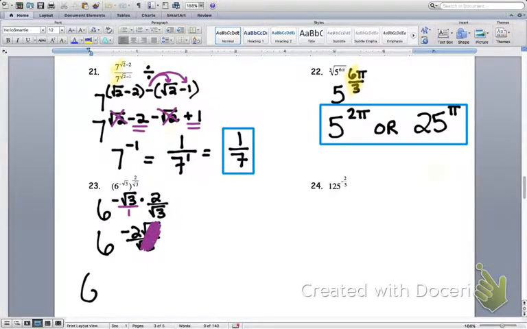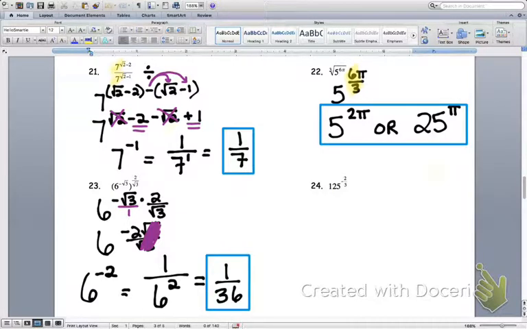We end up with 6 to the negative second power. So again, just like in number 21, the negative second doesn't make it negative. It moves it to the denominator and gives it a positive 2 exponent instead of negative 2. And we know what 6 to the second power is. That's 36, so our solution, 1 over 36.